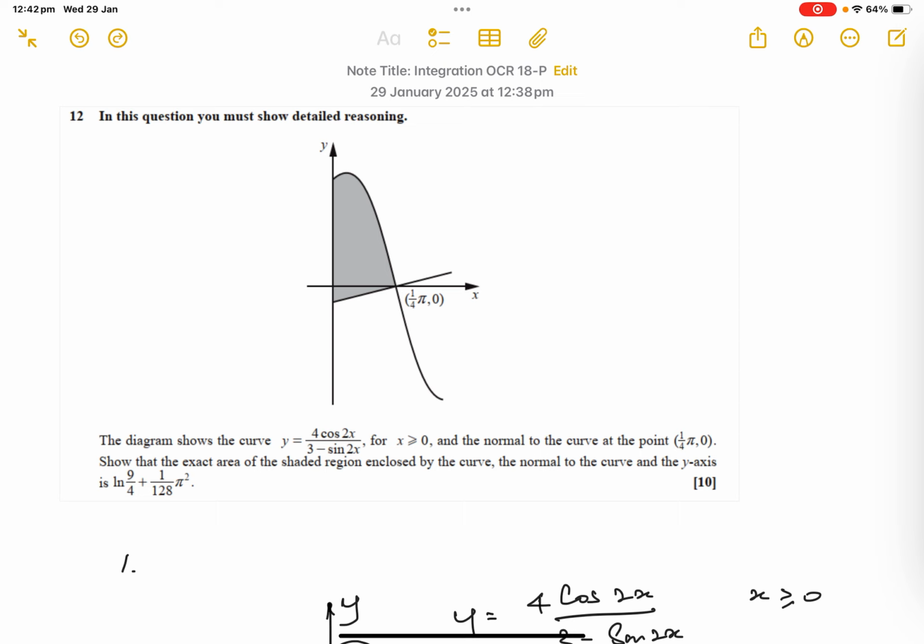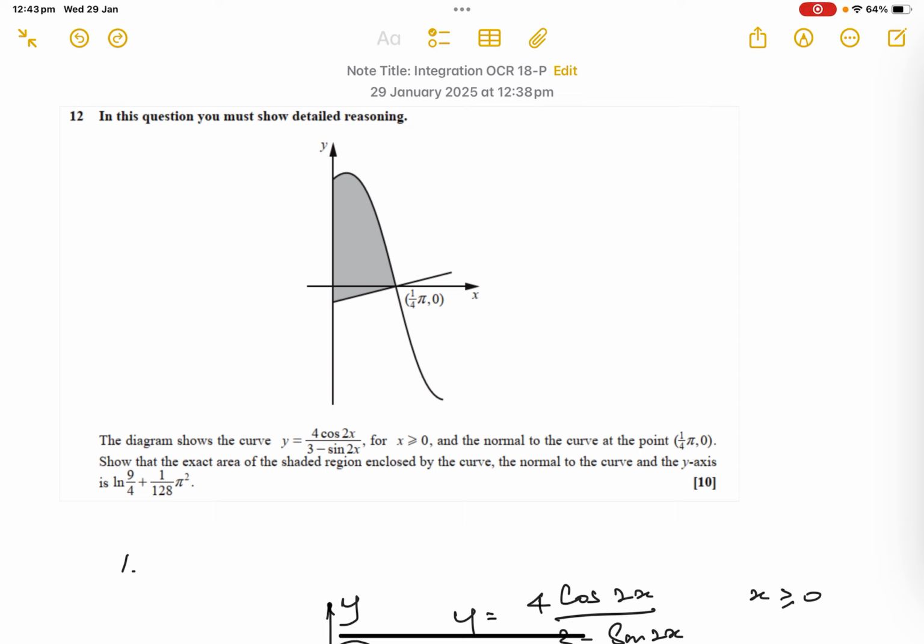A past question on integration, finding area under curve. This is an Oxford and Cambridge board question. The diagram shows the curve y equals 4 cos 2x divided by 3 minus sine 2x, for x greater than or equal to 0.